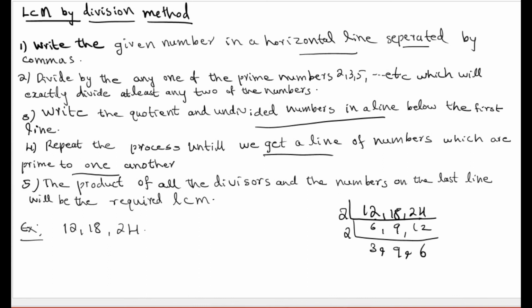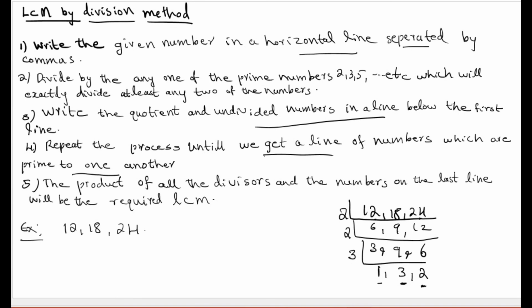Next number: if you take 2, that divides 6 only. But what's the condition? Whatever prime number you are taking must divide at least 2 numbers. So you need to select 3 here. 3 1s are 3, 3 3s are 9, 3 2s are 6. Now see, these are prime numbers, so you can stop here. What's the last point? The product of all divisors and the numbers in the last line will be the required LCM.